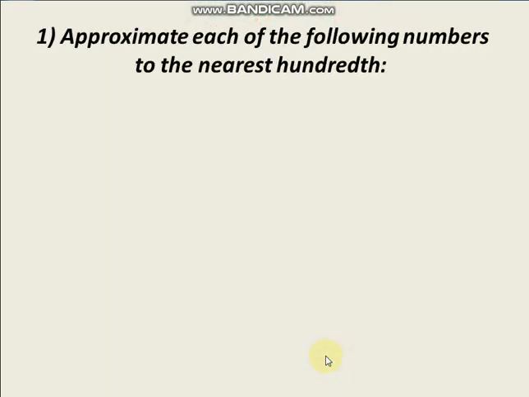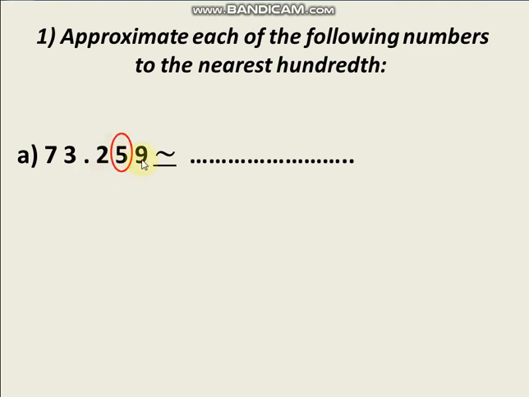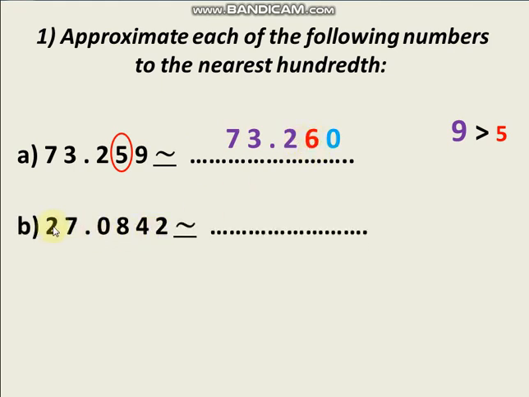For example, approximate each of the following numbers to the nearest hundredth. Letter A, 73.259. First step, put a circle around the hundredth. The hundredth here is 5 and look to the right. We have here digit 9. Digit 9 is greater than 5, so replace it by 0 and add 1 to the hundredth. So the result will be 73.260.